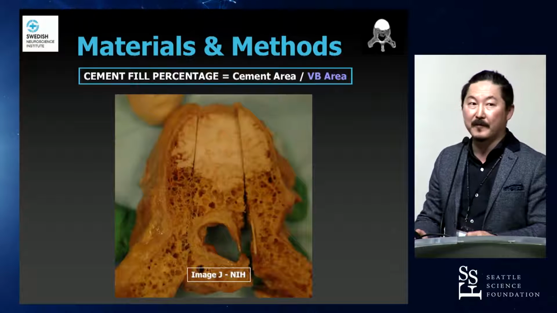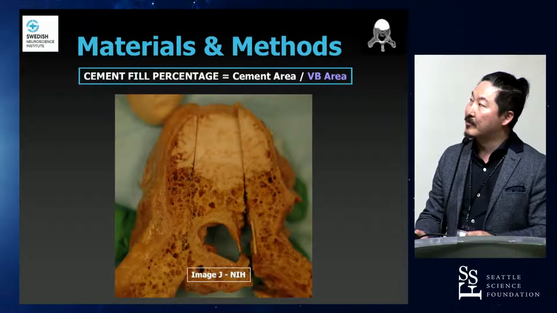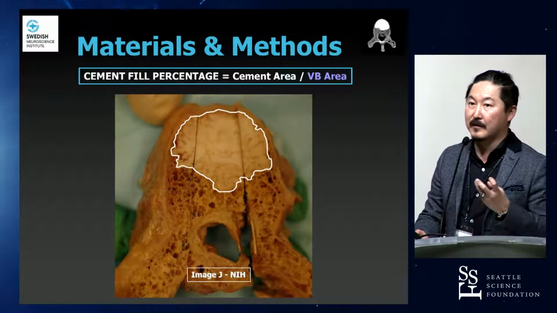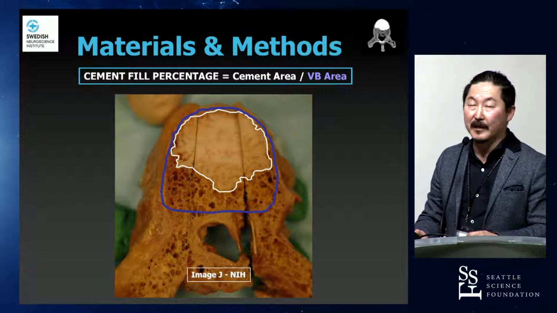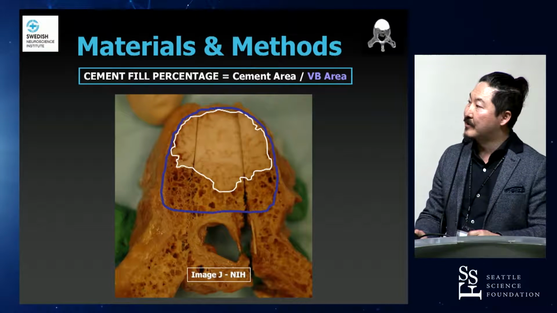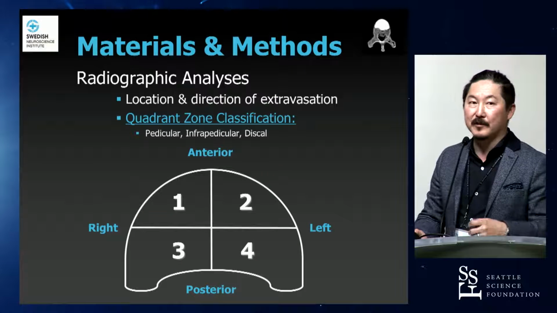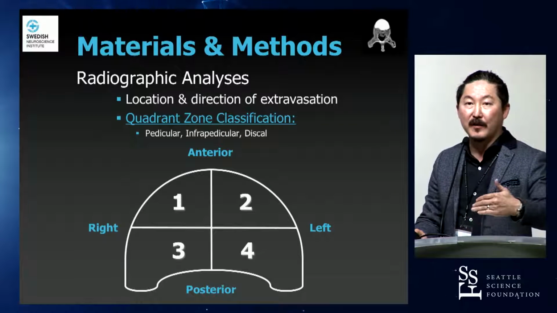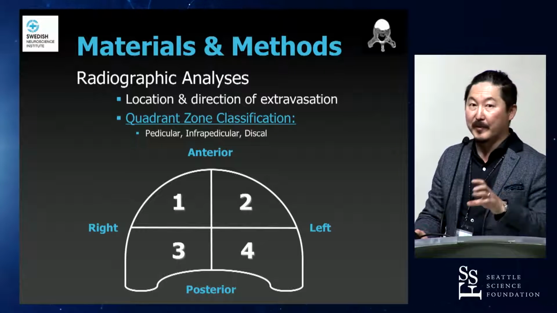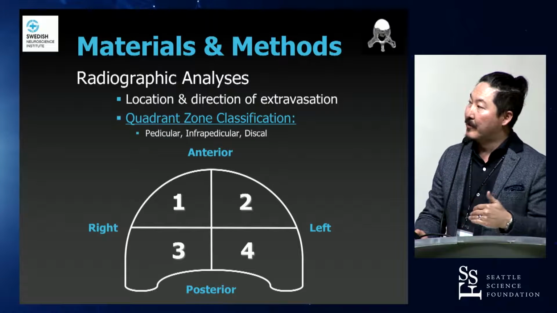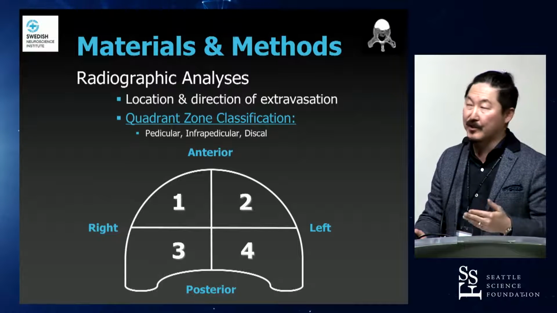And this is what some of the filling patterns look like. As you can see here, for the cement fill percentage, we took a look at the volume of the cement itself relative to the vertebral body. And so that was a cement fill percentage that we obtained. And then we took a look at the different zone classifications of where the cement was located. The two anterior zones, left and right, would be anterior, and then zones 3 and 4 would be posterior, and the posterior zone on axial cut.